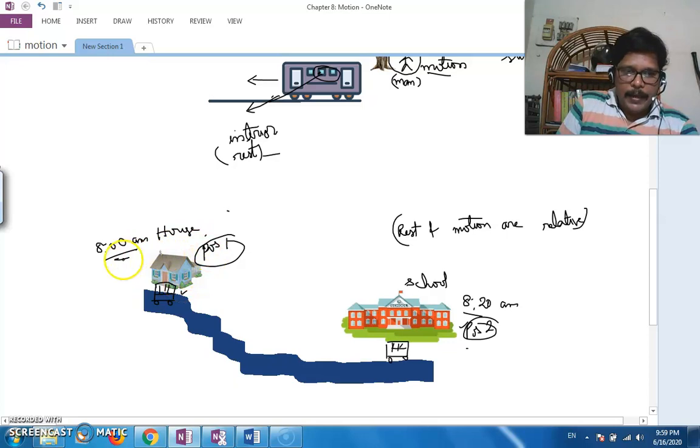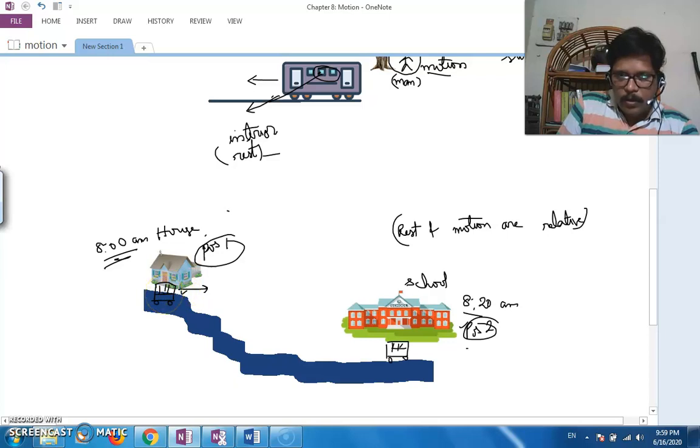That means at 8 a.m., let us suppose your parents are at home. So when your parents are at home, you board the bus at 8 a.m. from the house, and you start moving. So from your parents' point of view, taking them as a reference point, you are moving along with the bus, so you are in motion.